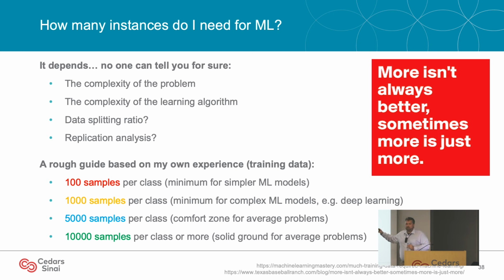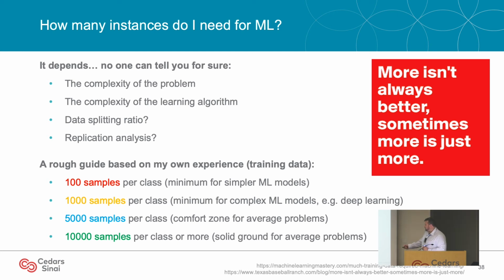Again, it's not a rule. You can always try it. It'll be fast. That's the good news. You can always run machine learning fast if you have a small data set. 1,000 samples per class is kind of the minimum for complex machine learning algorithms like deep learning. I would say at least this, but really you're going to want more.